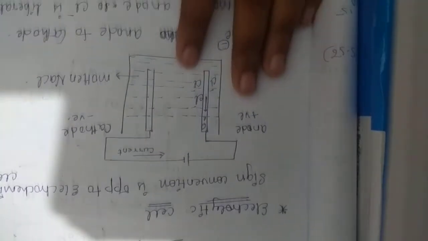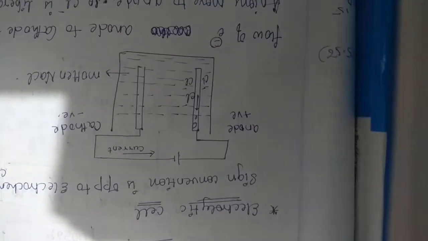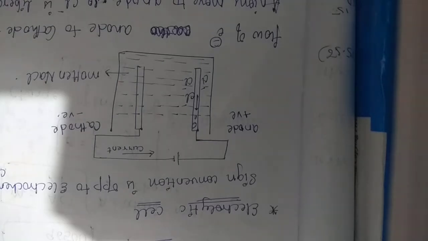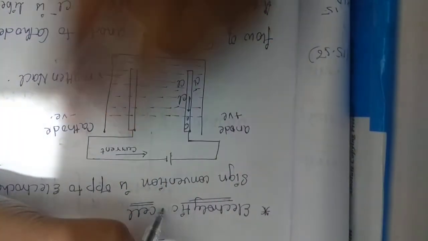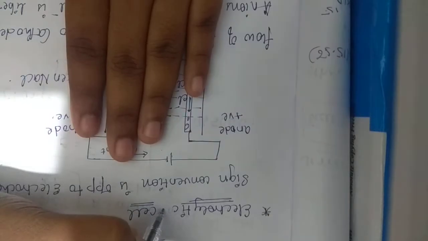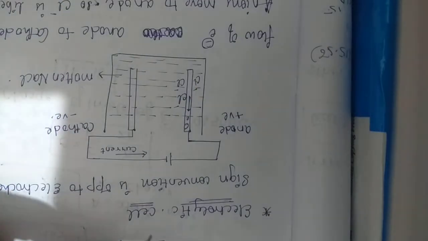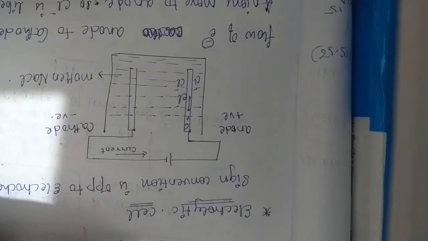Now let's move to electrolytic cell. So whatever we have seen till now, that's electrochemical cell. And now what we are going to see is electrolytic cell. You remember what is electrochemical cell? Converting chemical energy into electrical energy. And what we see now, that is electrolytic cell, is converting electrical energy into chemical energy.